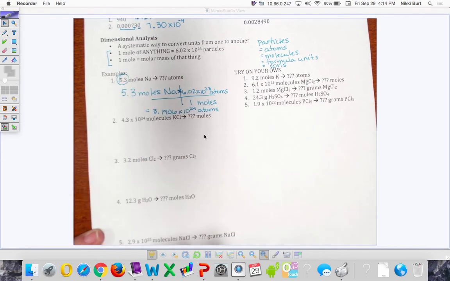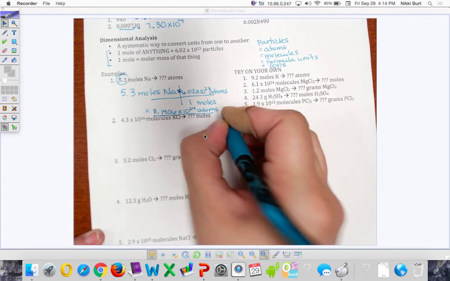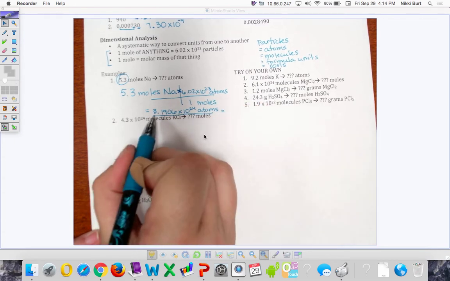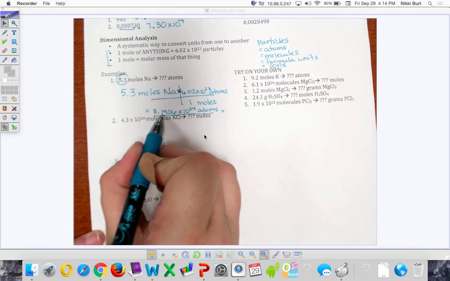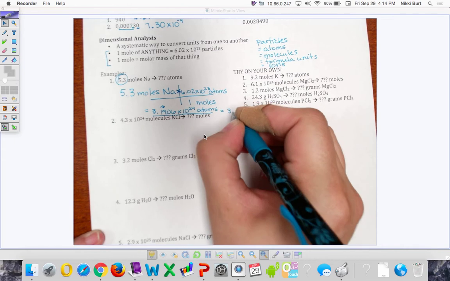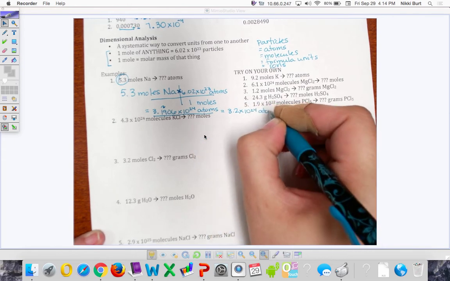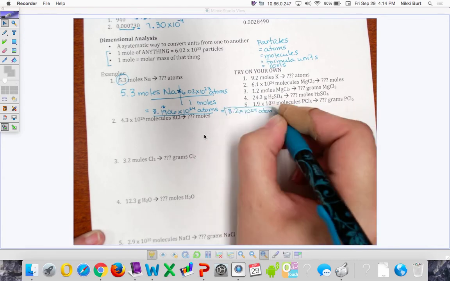Your sig figs should always be based on the number of sig figs in your original number, which here is 2. So I need to round this answer to 2 sig figs. So rounding this answer to 2 sig figs, I get 3.1, but the 9 rounds it up. So I would say this is 3.2 times 10 to the 24th atoms.